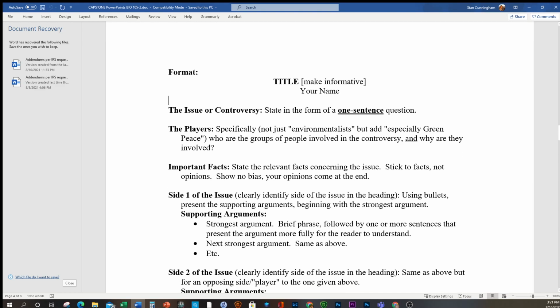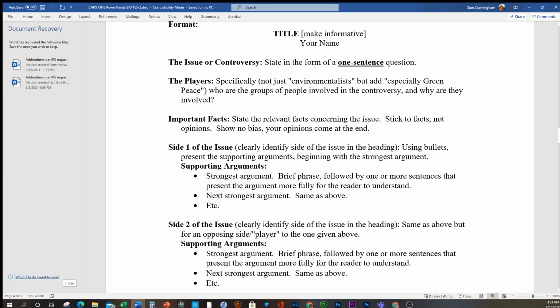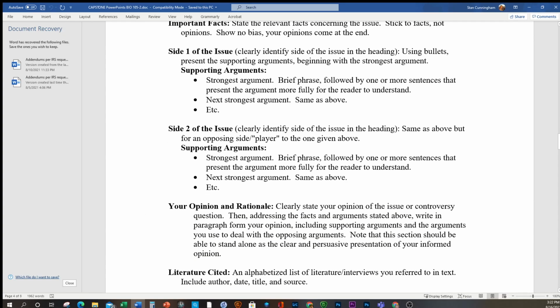The next part, if you look at your format, is the players. Specifically, not just environmentalists, be specific. Greenpeace. Who are the groups involved in the controversy and why are they involved? And then the next thing you're going to want to point out is the important facts. State the relative facts concerning their issue. Stick to facts, not opinion. Then side one of the issue and their supporting arguments. Side two of the issue, their supporting arguments. Then you finish it up with your opinion and rationale.